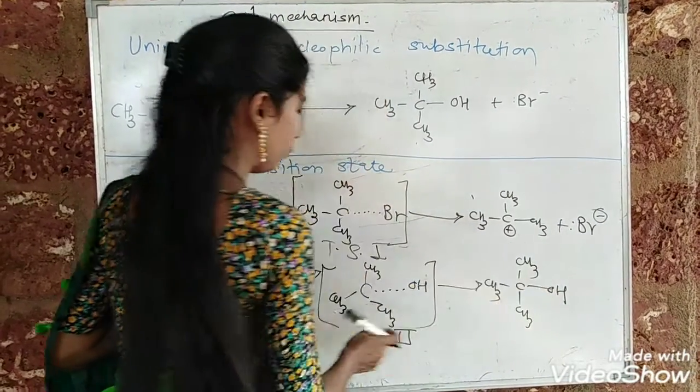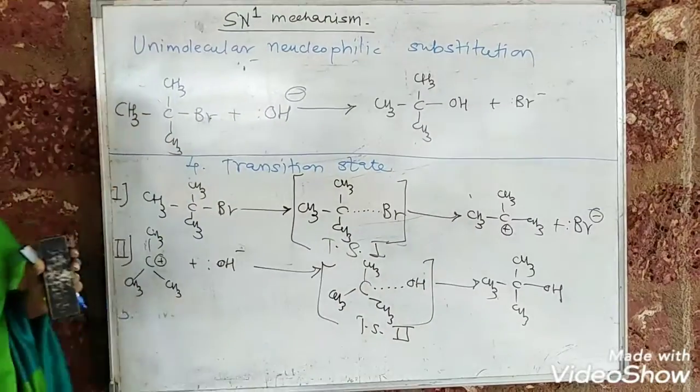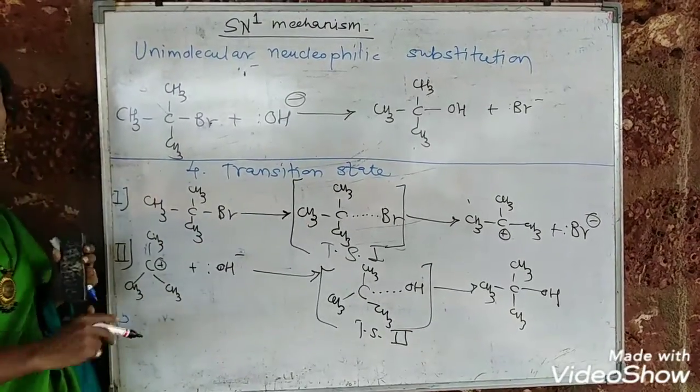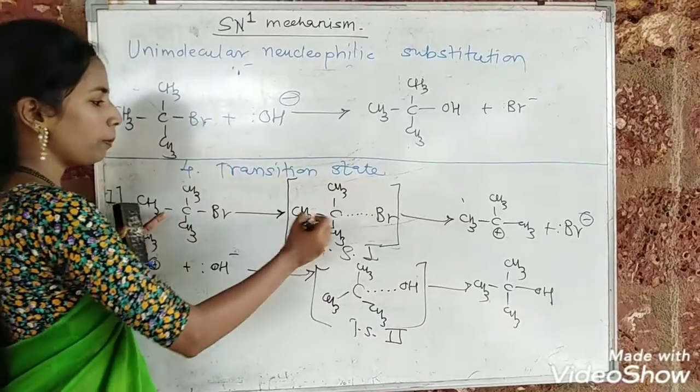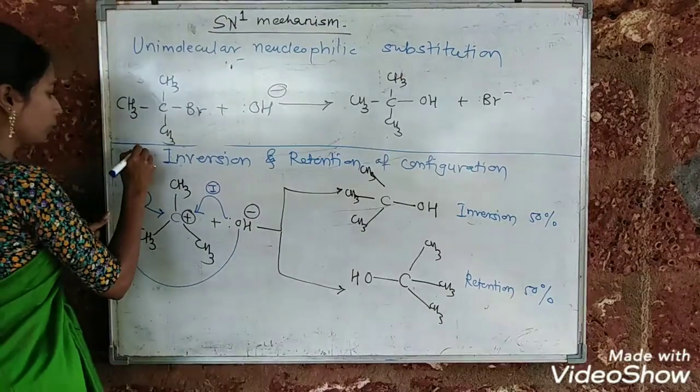Here the bond is completely formed, here it is forming. This is transition state second. This is the fourth feature, which shows two transition states: for the first step, breaking of a bond, and for the second step, formation of a bond.